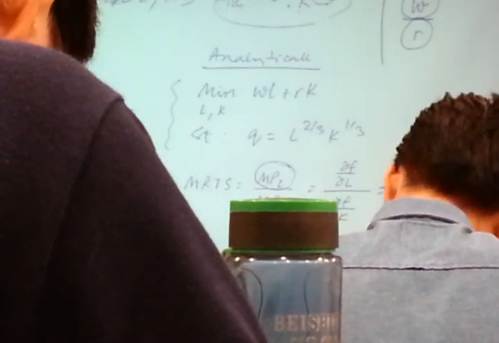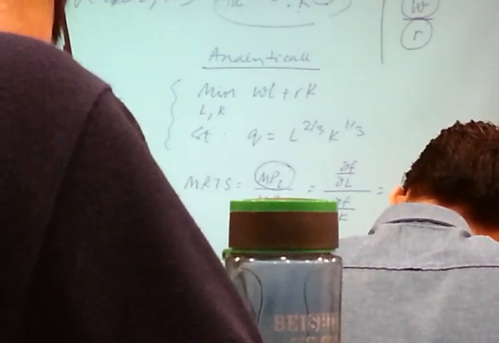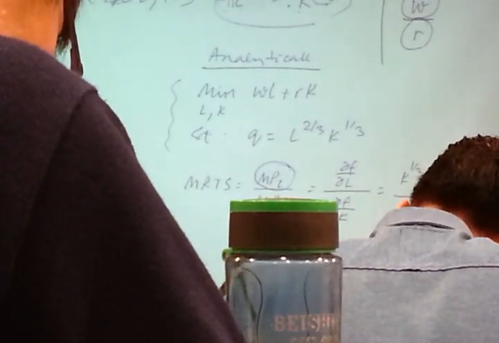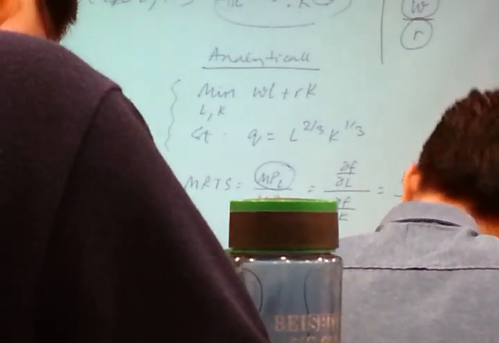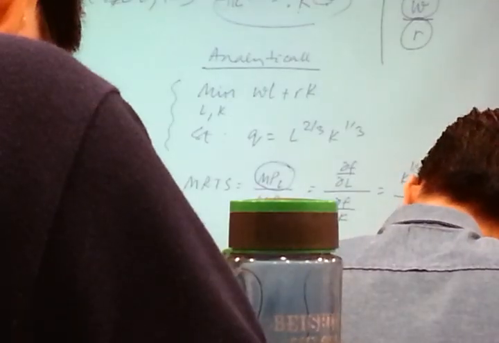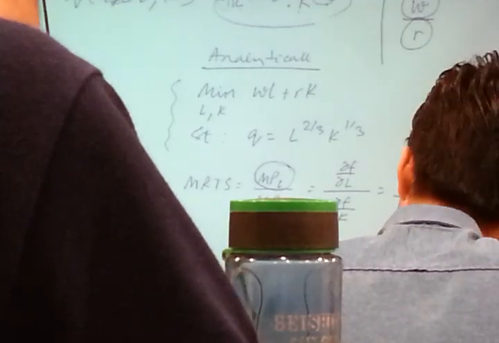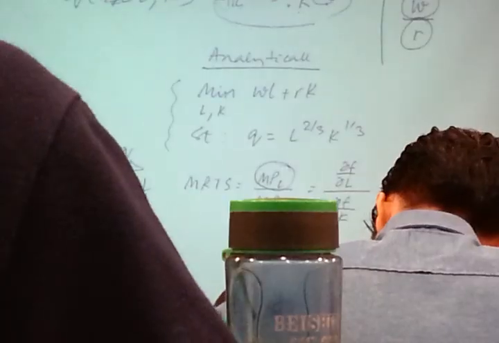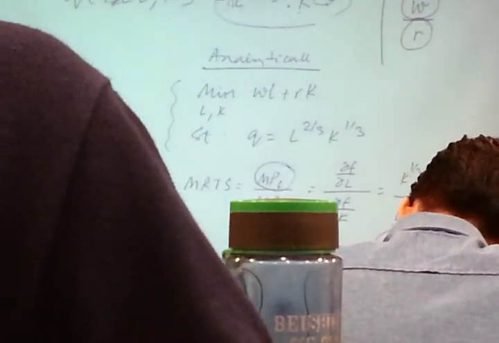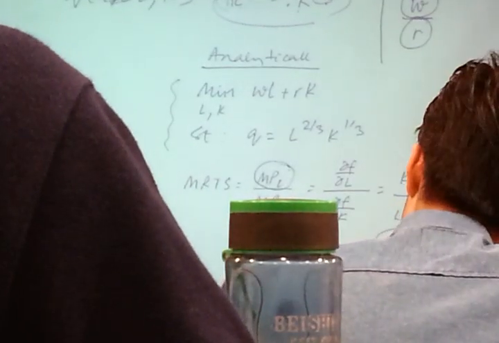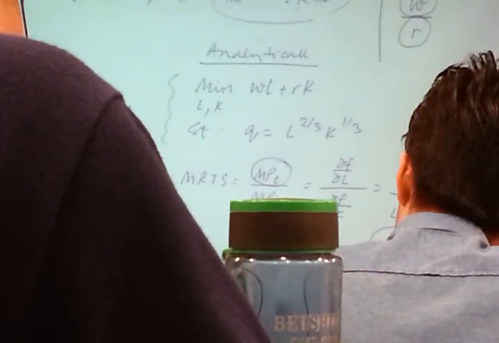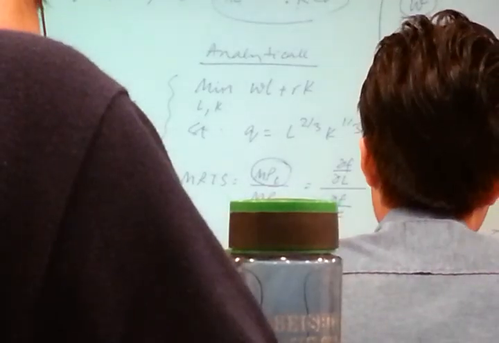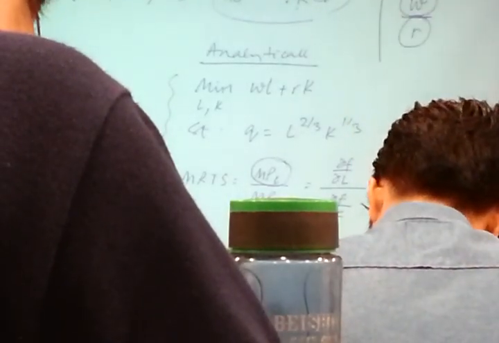2/3 over 1/3 is 2, K over L. Got it. This is my MRTS here, and that should be equal to the slope of the isocost. This is Equation 1.